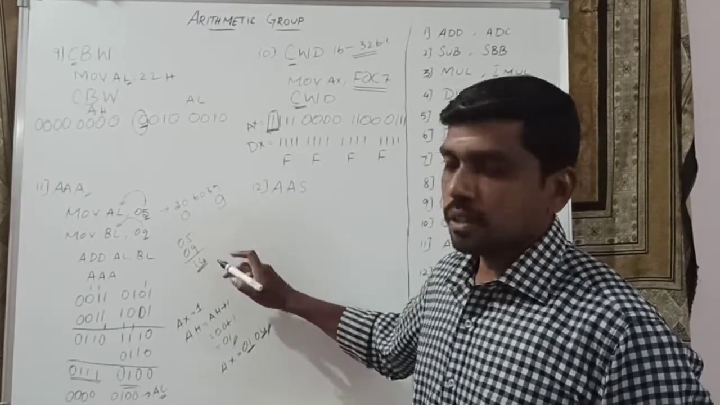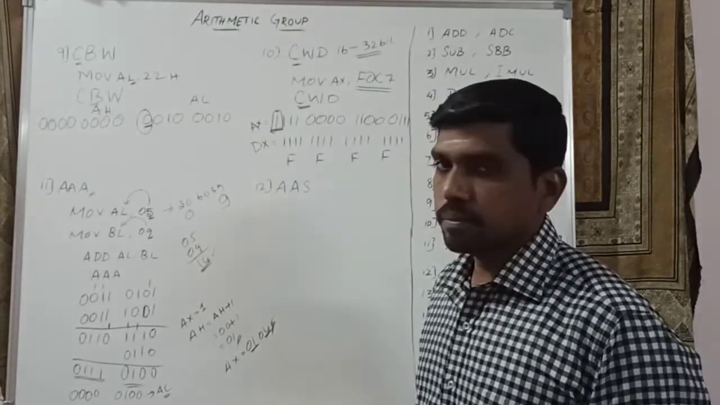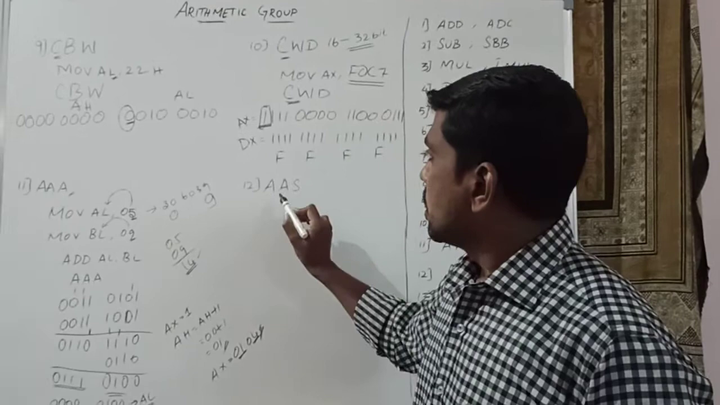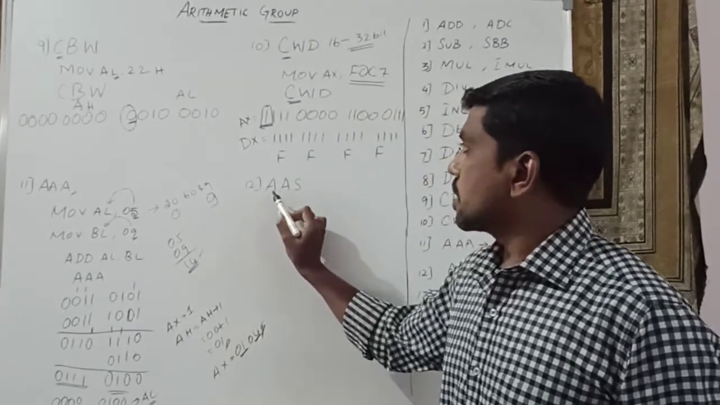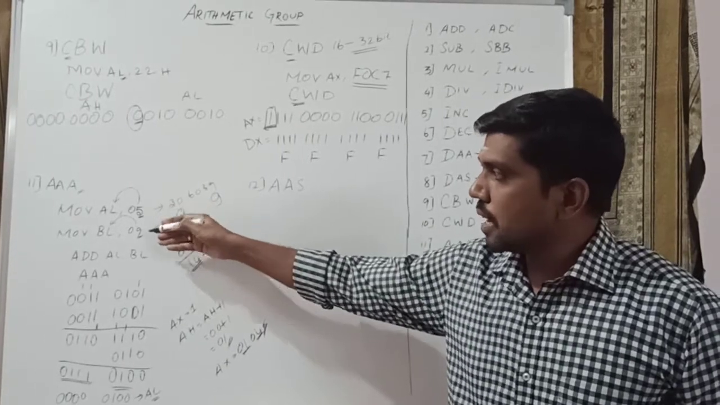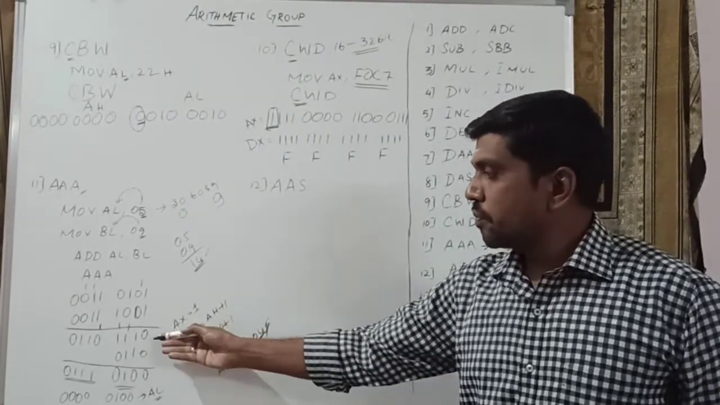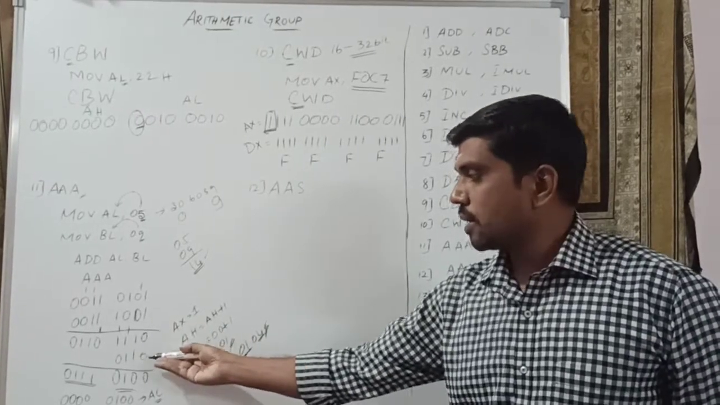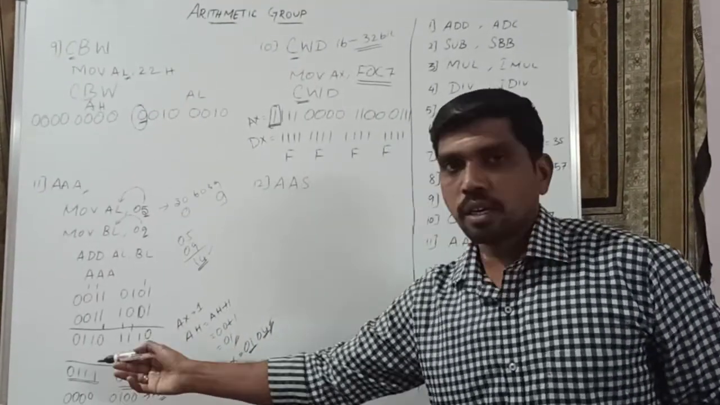Finally you can get the same result, 14. I think it's clear. The next instruction is AAS. AAS represents ASCII adjust after subtraction. In the previous instruction you add the two contents, then if the result is an invalid BCD number, you add 6, then you mask the higher bits.